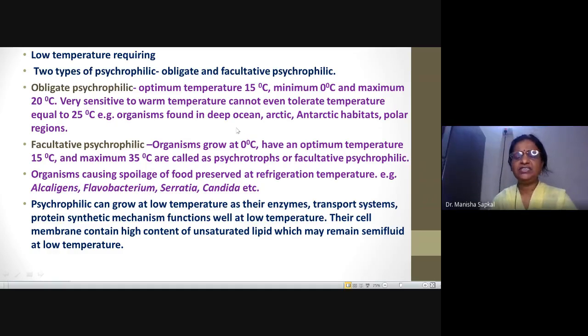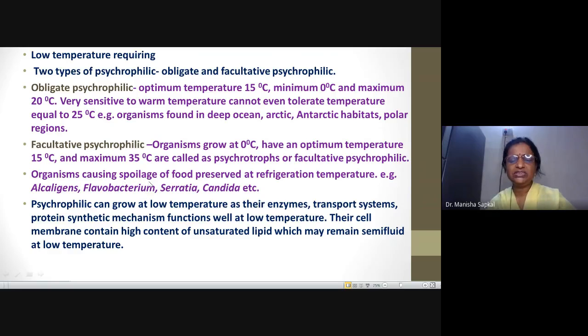Now, what are the examples? Examples are organisms residing in deep ocean, Arctic, Antarctic habitats, polar regions, etc. And another is facultative, which means they can grow just above the low temperature. Here these organisms grow at 0. They have their optimum temperature 15, maximum about 35 degrees Celsius, and are called psychrotrophs or facultative psychrophilic. Temperature ranges 0 to 35. Up to 35 they can grow.